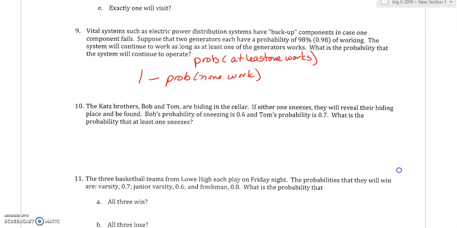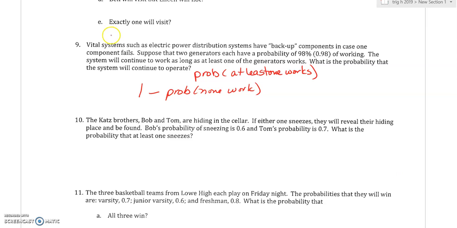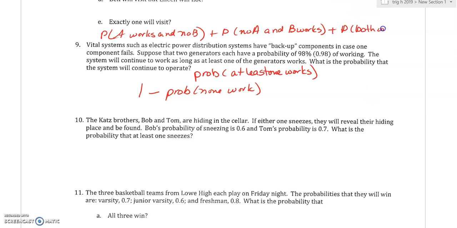Well, it might be easiest to say the complement, which is none of them work. So wouldn't that be 100% of everything that could happen minus the probability that none work? Or another method that you could have done is the first one works and the second one does not. Or the first one does not work and the second one does. Or they both work. But again, I think that would take a little bit longer. You could do it that way. But why don't we try it this way?